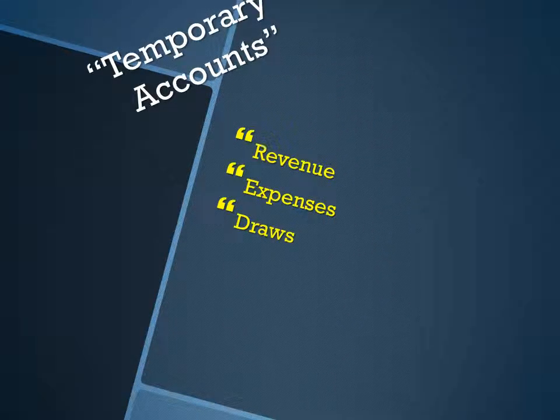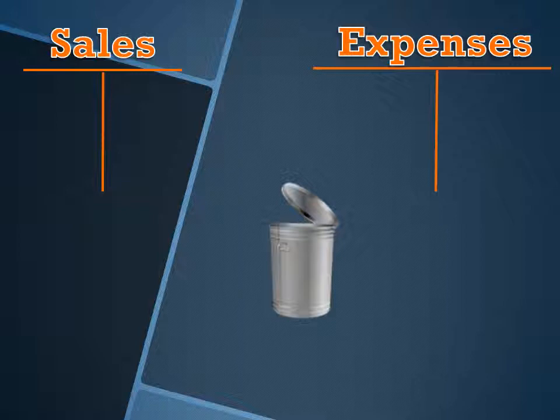These are the only types of temporary accounts that there really are. There are revenue accounts, expense accounts, and draw accounts, and these all, as we learned earlier, are going to affect equity, and they get closed out at the end of the period. So let's take an example. I'm just going to consolidate all of our expense accounts into one and all of our revenue accounts into one, and say we have sales and expenses. Sales, of course, being the revenue account, and expense being an expense account.